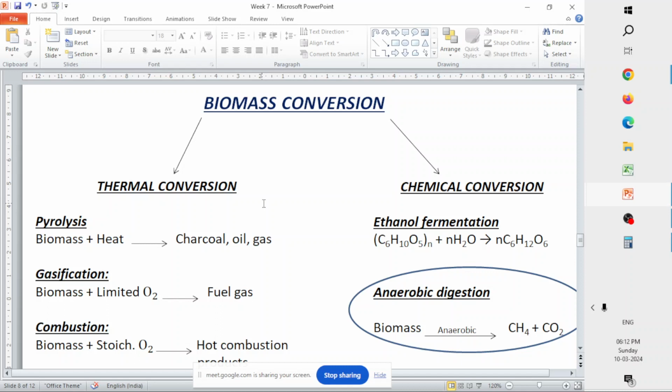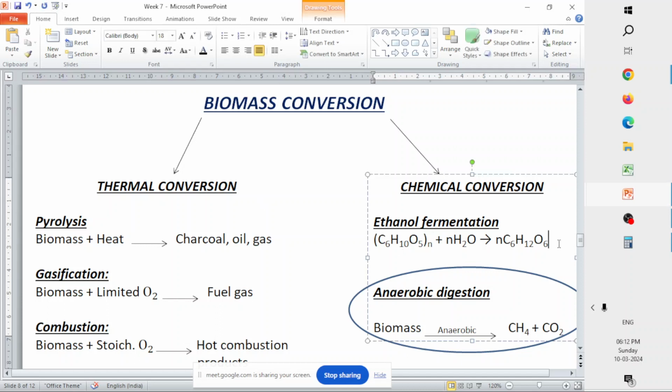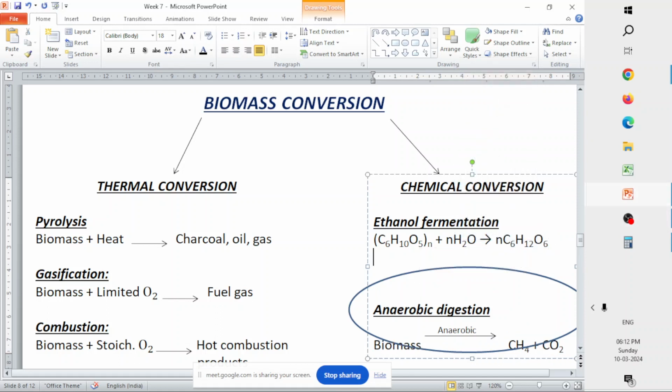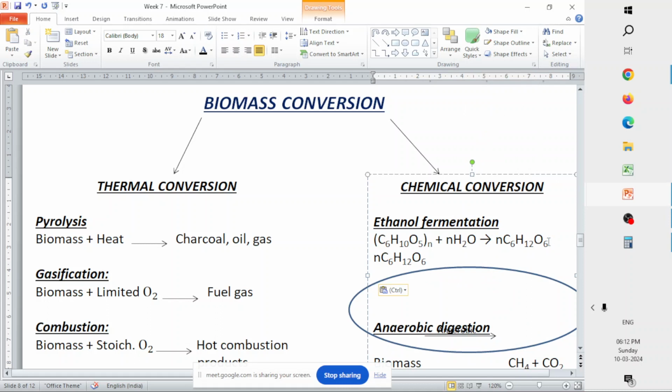Coming to the chemical conversion routes, you have two different types. One is ethanol fermentation and another one is anaerobic digestion. So you take your biomass, you hydrolyze the biomass into simple organic compounds, and then once the simple organic compounds are formed, you convert them into ethanol. So here there is one step missing if you see. These simpler components of glucose are then converted to ethanol.